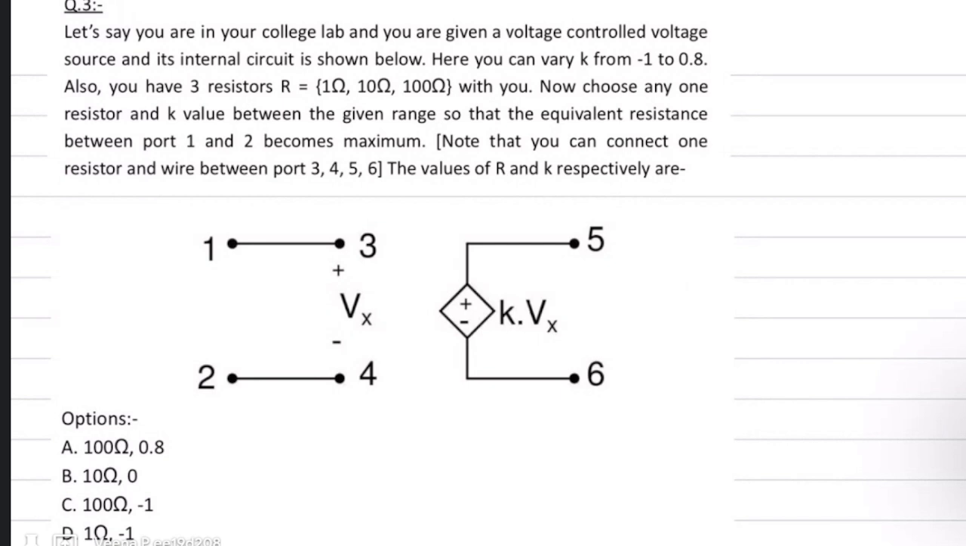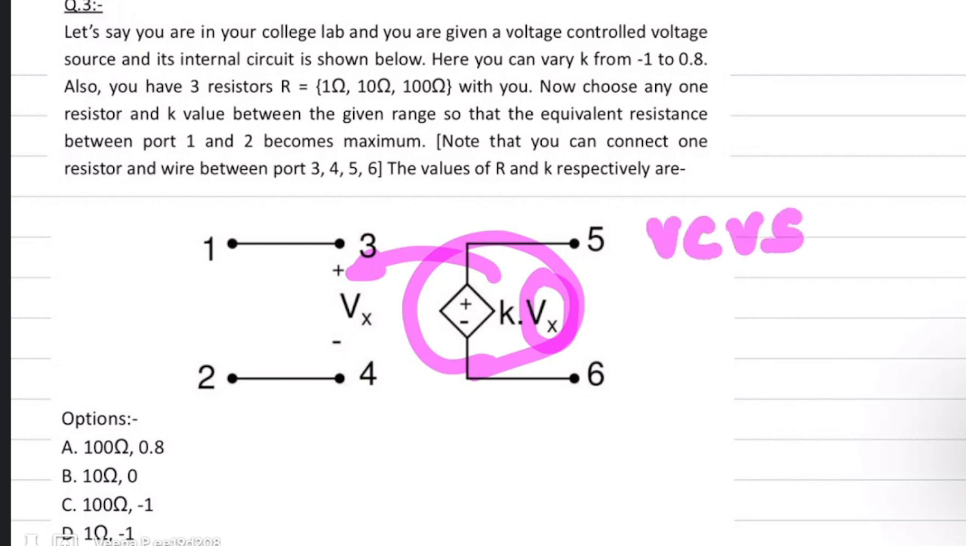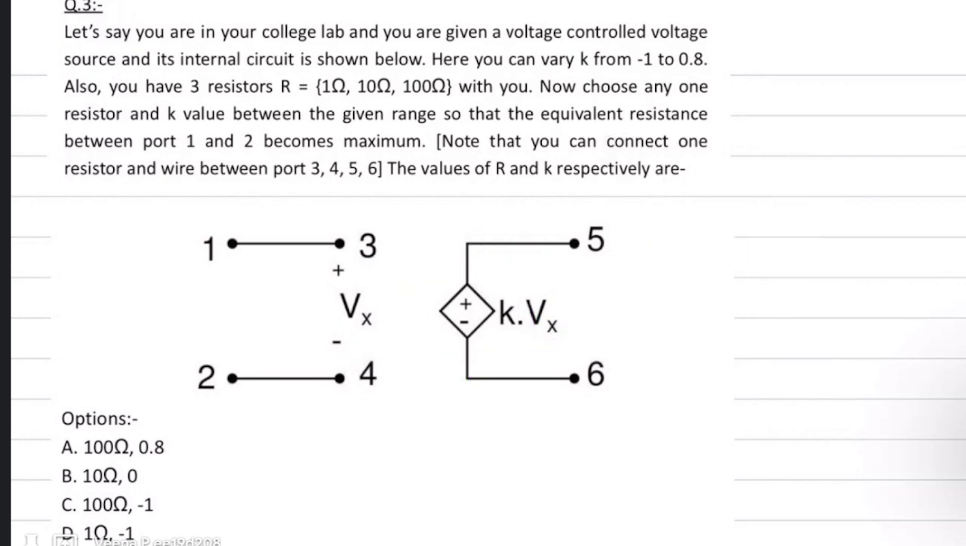So you are given a voltage controlled voltage source. That means what? This is a voltage source, but its value of voltage is depending upon the voltage of another circuit. That is why it is called a voltage controlled voltage source. Now, its internal circuit is shown below. So this is the circuit of your VCVS.